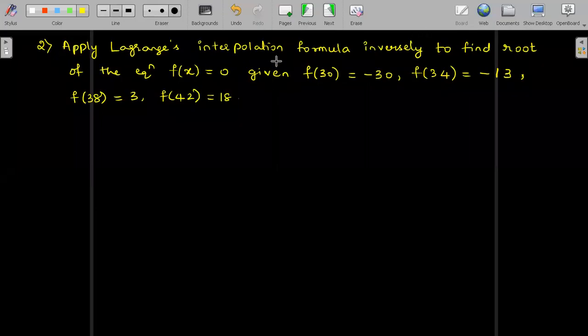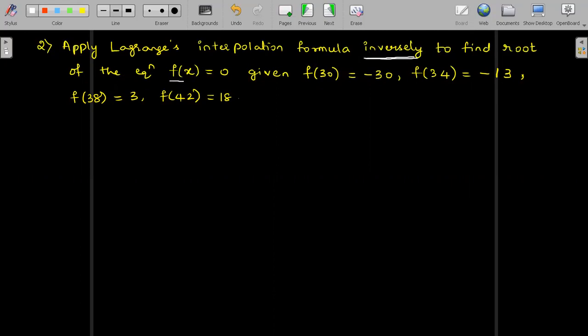Apply Lagrange's interpolation formula inversely to find the root of the equation f of x is equal to 0, given f of 30 is equal to minus 30, f of 34 is equal to minus 13, f of 38 is equal to 3, f of 42 is equal to 18. So this is a formula which we have to apply inversely. So the inverse Lagrange interpolation formula is applicable here.